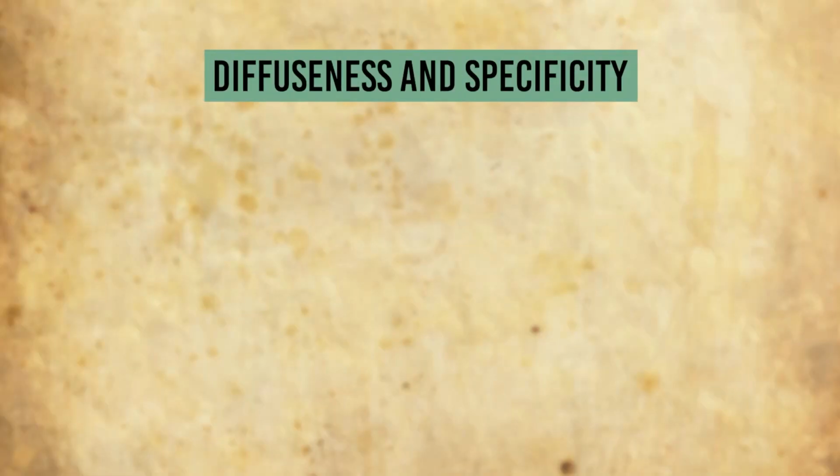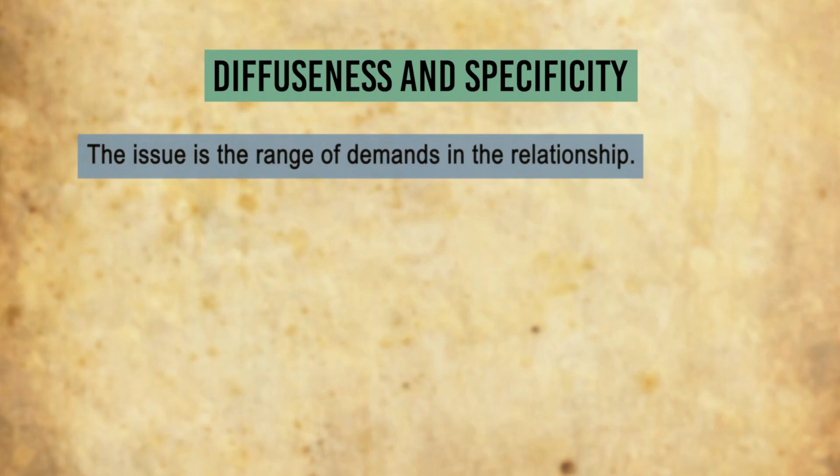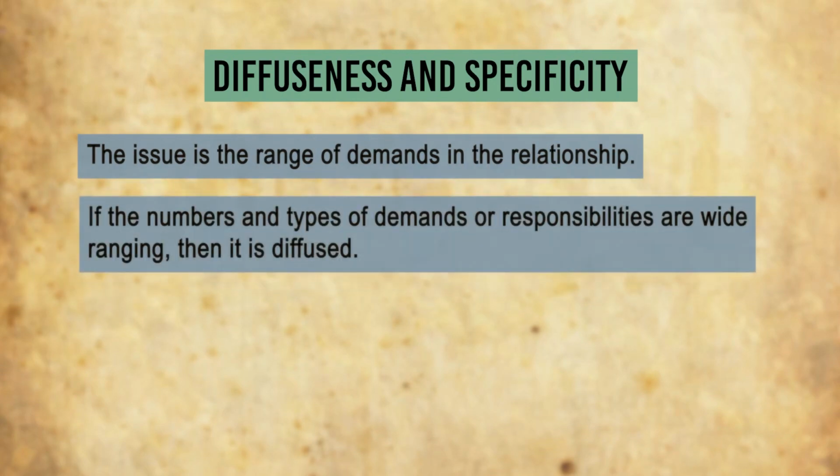Diffuseness and specificity. The issue is the range of demands in the relationship. If the numbers and types of demands or responsibilities are wide-ranging, then it is diffused.